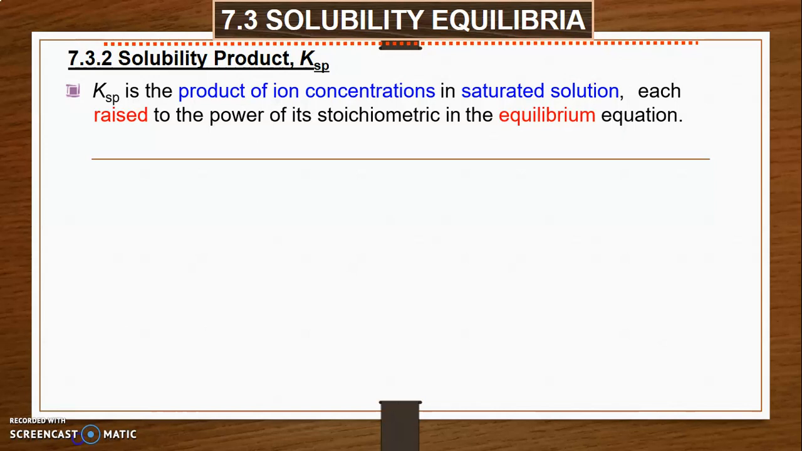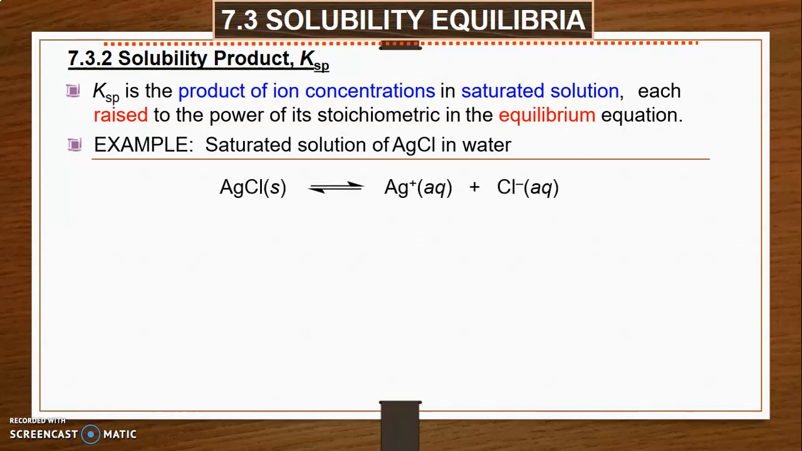For example, we have a saturated solution of silver chloride in water. First, we have to write the balanced equation. The forward reaction we call dissolution. Since the reaction is reversible, the backward reaction is precipitation. Now we learn how to write the Ksp expression for the above equation. So, the Ksp expression can be written as the concentration of silver ion times the concentration of chloride ion.